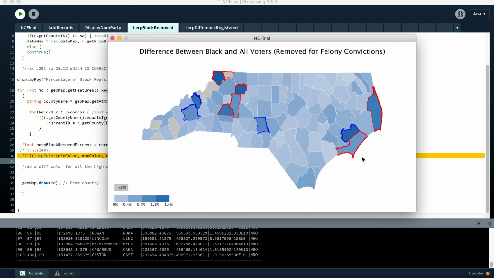And so you can see that party preference, and with this key, you can kind of see what each of the percentages mean, and then you can scroll over each county to see the name displayed and the percentage difference displayed.